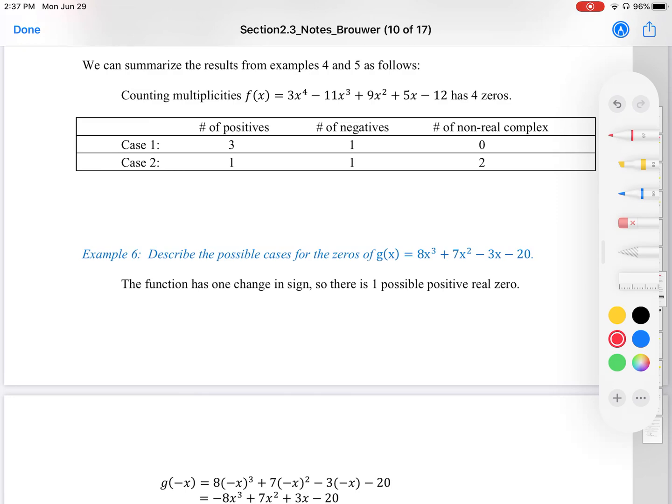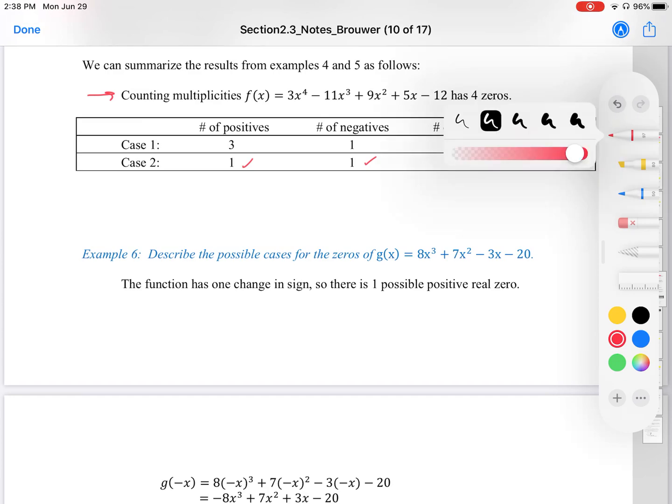Counting the multiplicities of 3x to the fourth power minus 11x cubed plus 9x squared plus 5x minus 12, it has 4 zeros, because our highest degree is 4. In our first case, we saw that there are possibly three positive values, so therefore one has to be negative, which means none of them are complex. In case 2, we can have one of them being positive, therefore one being negative, and maybe 2 being complex.